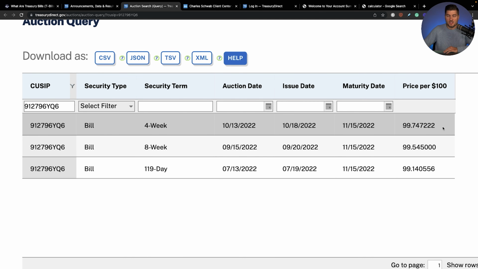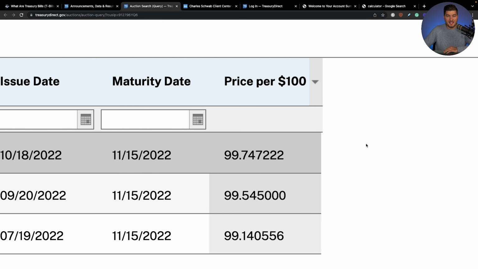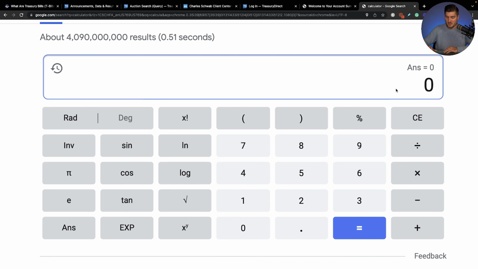This is the number that you actually pay. This is the important number, so let me zoom in here. This is the price you pay in order to receive $100. So you're receiving $100 at the end of these 4 weeks, but it's only costing you $99.747222. Let's keep this number in mind, $99.747222. What we're going to do is take $100 minus $99.747222. That gives us this number right here, 0.25.